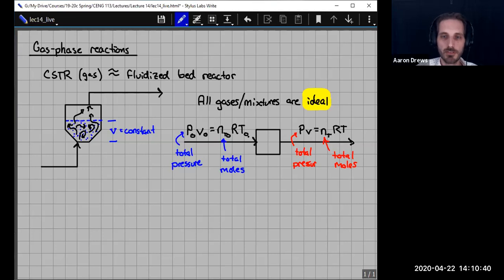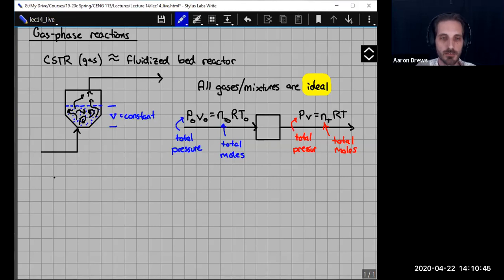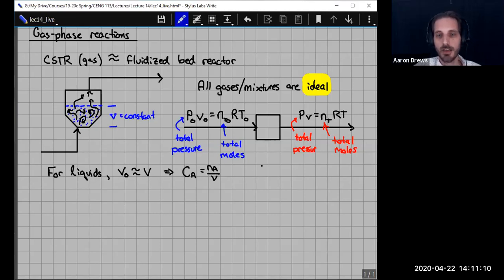So this is our big difference that we have for gas phases than for liquids, because as you'll recall, for liquids, we were pretty careful whenever we were writing the liquids to always indicate that we were making an assumption that the inlet volumetric flow rate was approximately equal to the outlet volumetric flow rate. And because of this, we often wrote something like C sub A was equal to the moles of A divided by V, volumetric flow rate. And that's true all the time, right? That's by definition, those two are related this way.